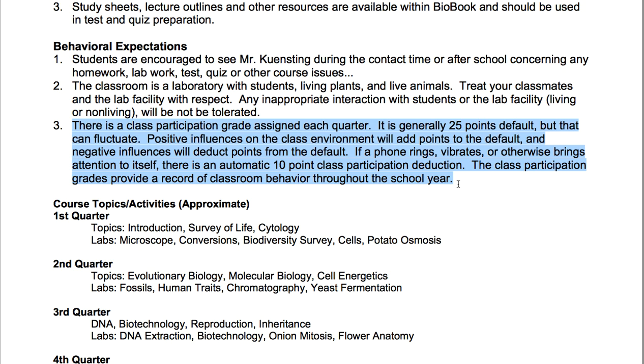So there are students that will end up with 35 out of 25 at the end of the quarter, and there will be students that will end up with 10 out of 25 at the end of the quarter for their class participation grades. It all depends. If you get caught using your cell phone in class, it's an automatic 10-point deduction on your class participation grade. I will encourage you to use your cell phones at some point, but if you're caught using your cell phone when you're not supposed to have them out, 10-point deduction. So that'll automatically drop you to a 15 out of 25.